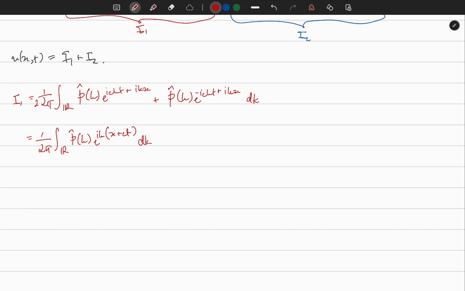This will be with respect to k. And the second integral will be 1 over 2 pi, going over the reals of phi hat of k, ik, we'll put the x out in front, x minus ct, dk. And all of this is a factor of 1/2 on the outside.